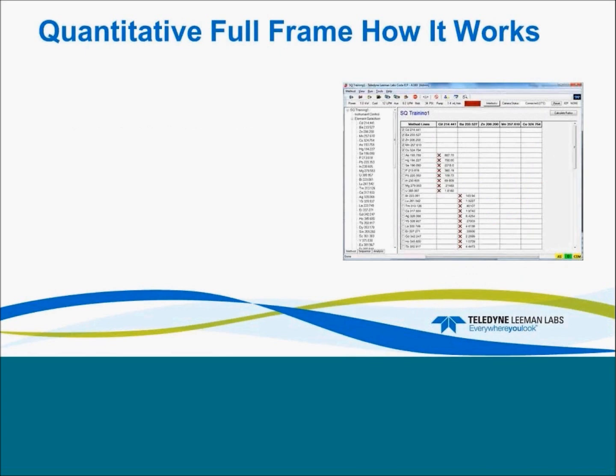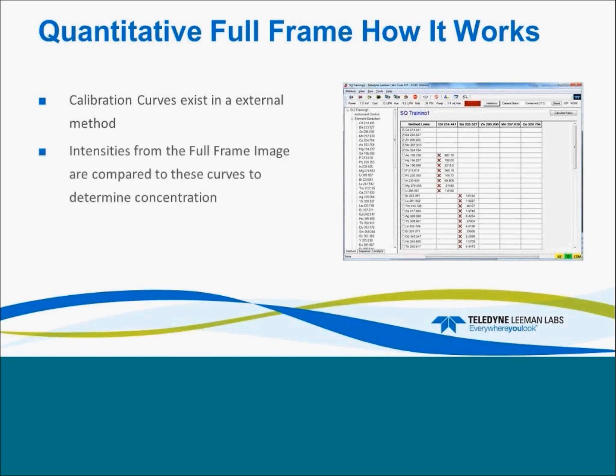Okay. So what we do is we have calibration curves that exist in an external method. And then what we can do is take the intensities from that quantitative full frame and pass them to this method that's able to essentially run them like a sample through these calibration curves. Right? So we compare the intensities from the full frame to determine the calibration. Conceptually, it's very simple.